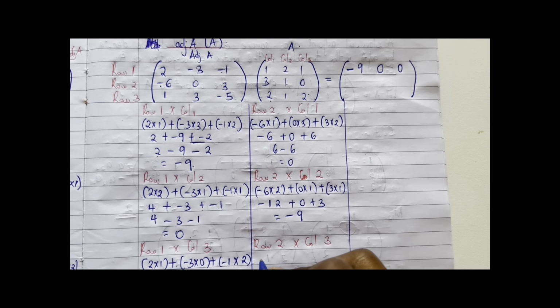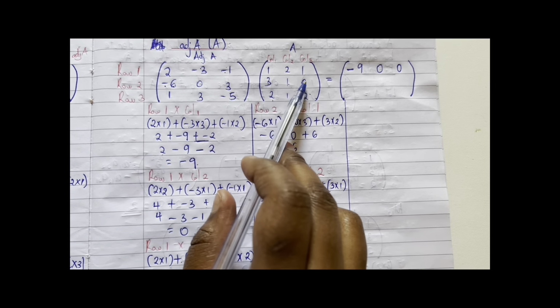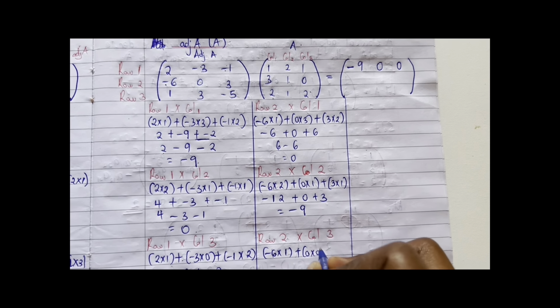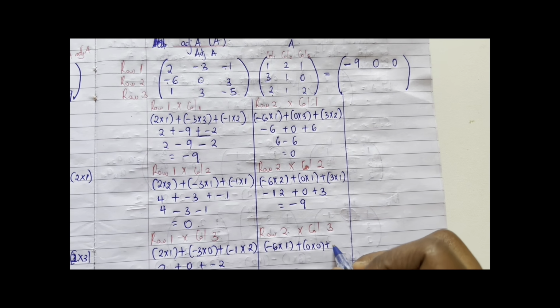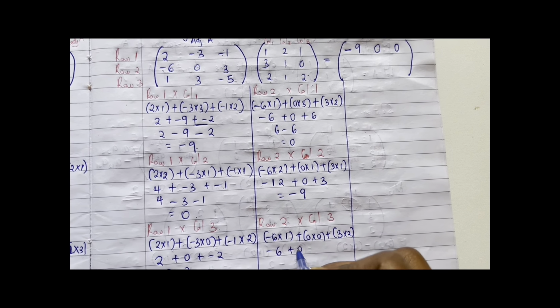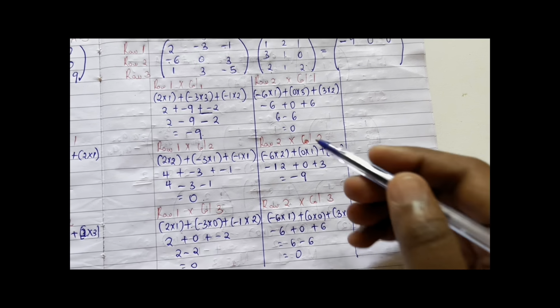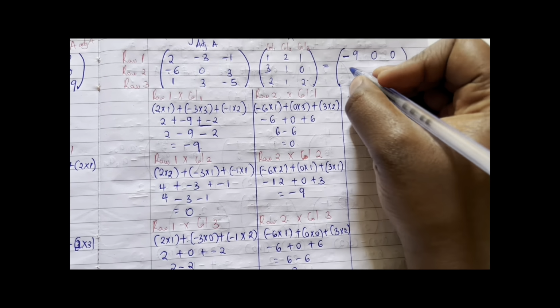So we'll have negative 6 times 1, 0 times 0, 3 times 2. Negative 6 plus 0 plus 6, that's 6 minus 6, which is 0. So we have 0, negative 9 and 0.